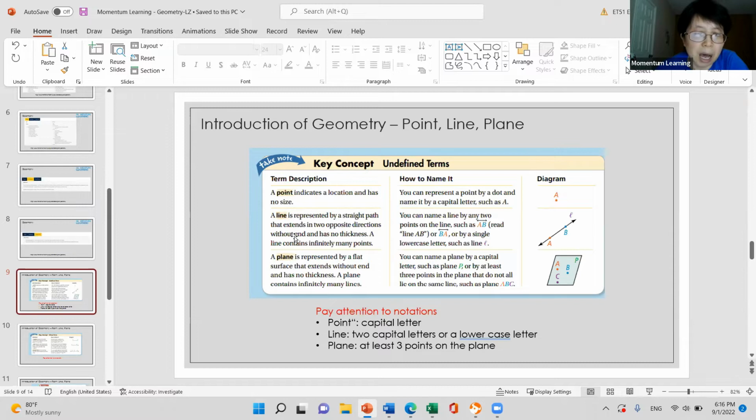And a line is just a straight path. It has no endpoints. When we talk about a line, you can think of this line as going in two directions infinitely. So the line has no length, because it can go this way infinitely, and go this way infinitely.